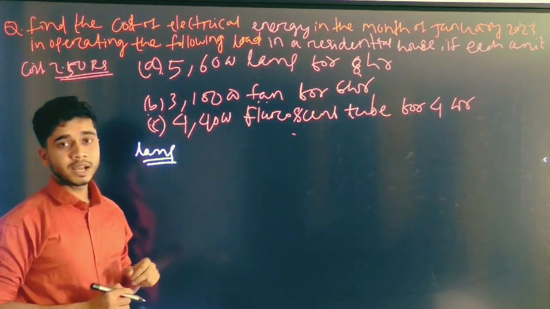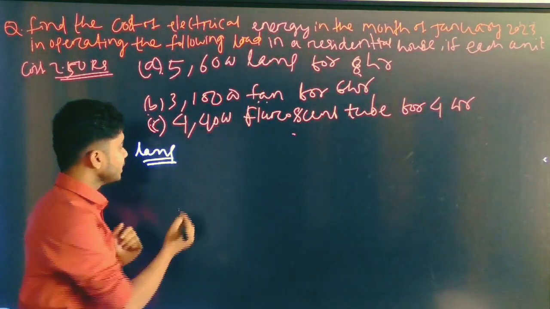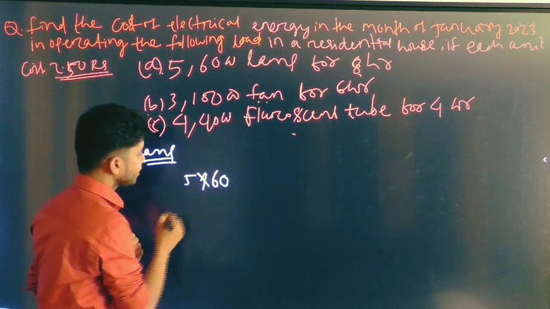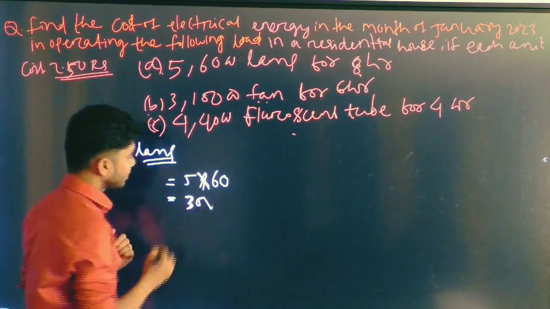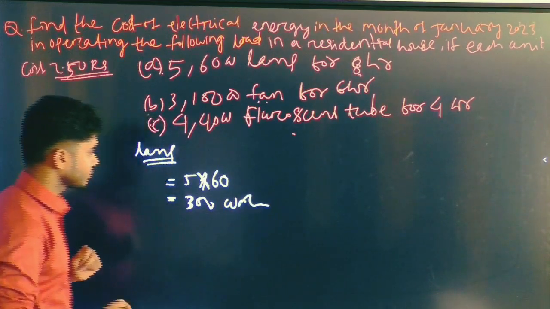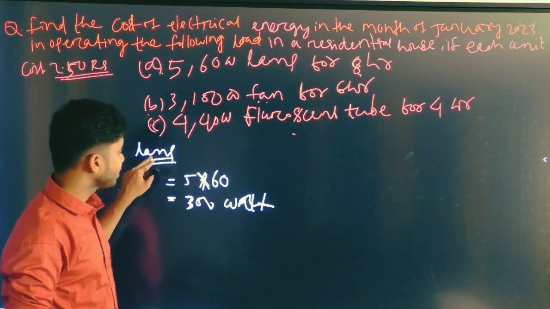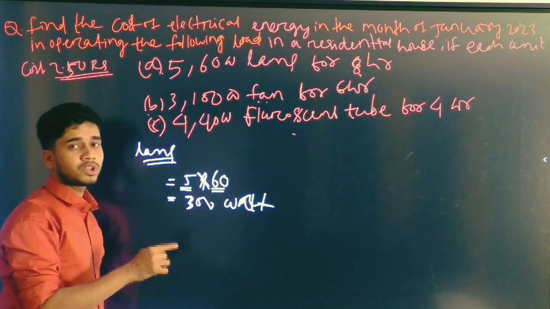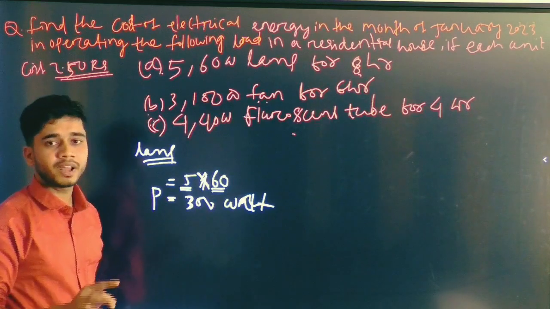There are 5 lamps and each lamp is a 60 watt lamp. So what is the total power requirement by this lamp load? It can be easily calculated by multiplying 5 with 60. 5 into 60 is basically 300. So 300 watt is the total power consumed by the lamps. So this is how you calculate the total power requirement by the lamp load.